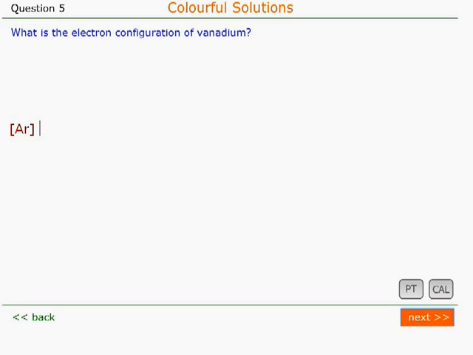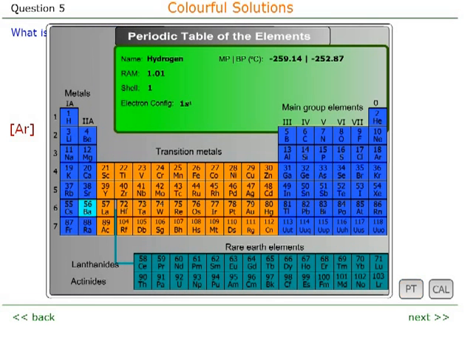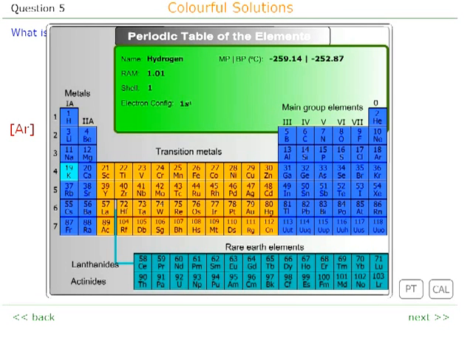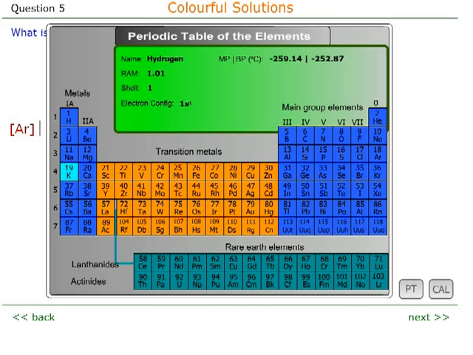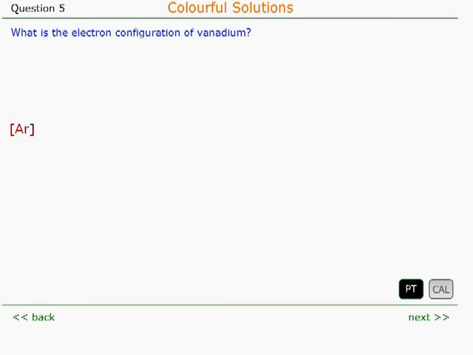And then after argon, we have a look and we'll see that we're in level 4 here, and it's level 4 s electron 1, s electron 2. So that's 4s2. Now the next electron's in the 3d level. So this is 3d1, 3d2, 3d3. So to complete the electronic configuration, it will be argon, 4s2, 3d3.